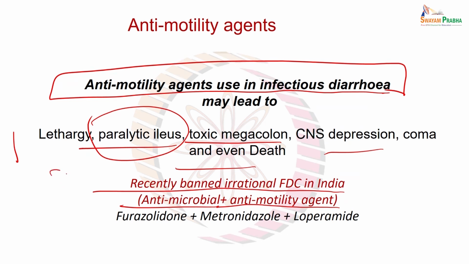Now, you must understand if on one hand you are giving an antimicrobial agent and on the other hand you are giving an anti-motility agent, that means the microbes are not being expelled out, they are being accumulated, retained in the stomach and the intestinal tract, and so they are acting in the reverse direction. So, this is also furazolidone, metronidazole and loperamide. This looks like a very effective combination, because you are giving loperamide as an intestinal motility reducing agent, as well as furazolidone and metronidazole as antimicrobial and antiprotozoal agents, but if you see in totality, they are acting in the reverse direction. So, this is not a rational combination.